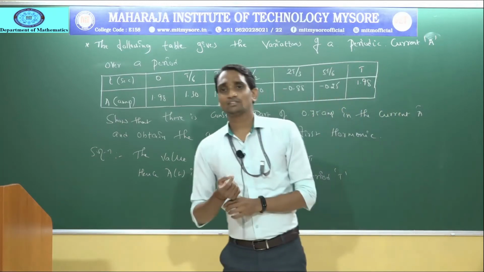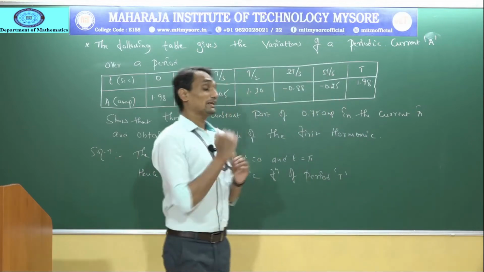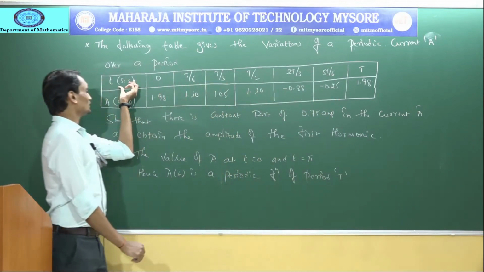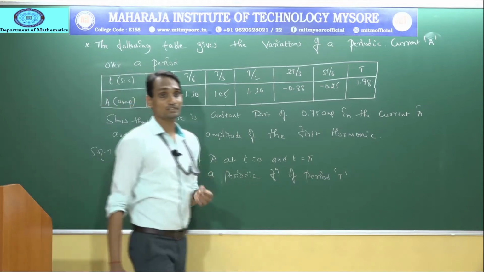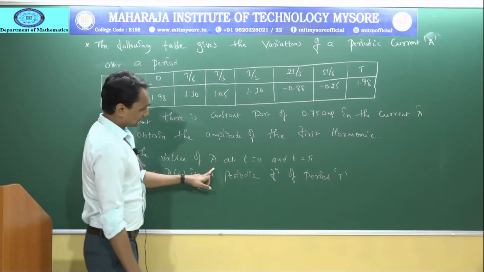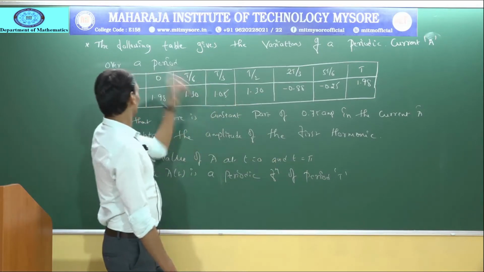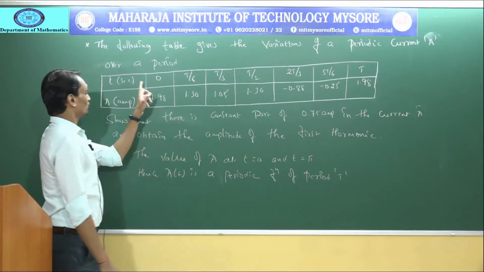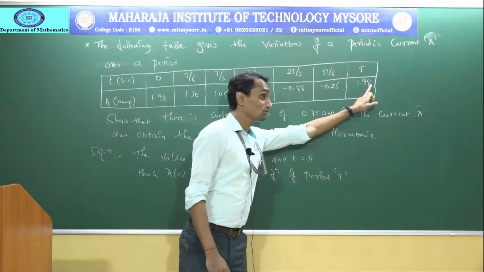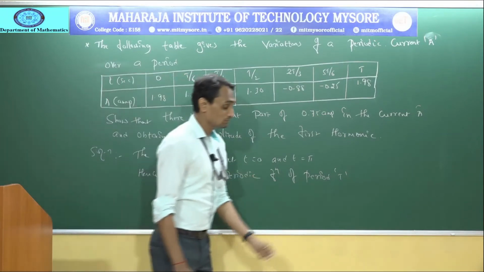In the previous one you studied in terms of x and y. Now the same question is given in terms of A and t. T is in terms of seconds, A is in terms of amperes. Okay. First thing is writing the solution for this one. The value of A at t equal to 0 and t equal to T. Hence, A of t is a periodic function of period T.